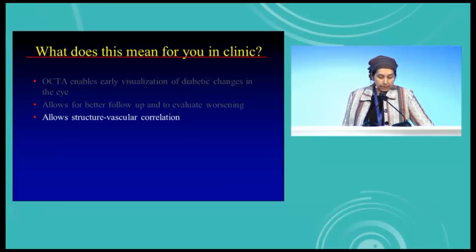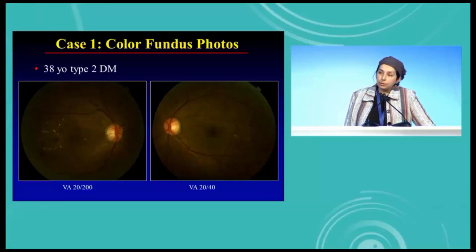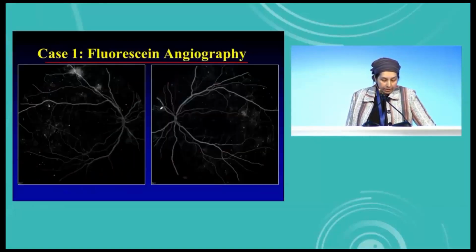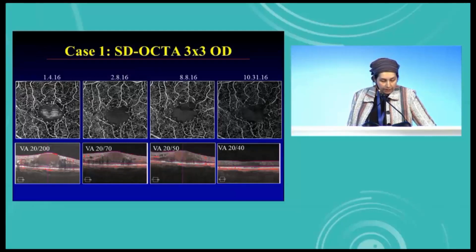The other thing that OCT angiography allows you to do is good structure-vascular correlation. So here's a 38-year-old uncontrolled diabetic patient of mine with a visual acuity of 20/200 in the right eye. And as you can see over here, this patient has numerous small microaneurysms with some diffuse leakage around the macula, and also has some neovascularization that you're seeing over here. Here's the patient's OCT and OCT angiography, right?